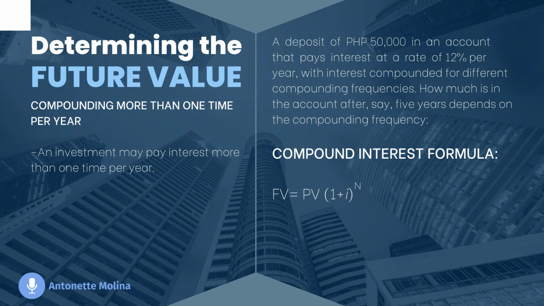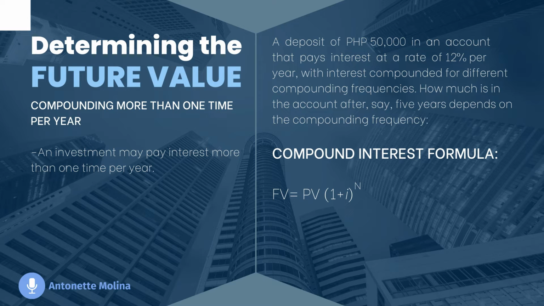An investment may pay interest more than one time per year. For example, interest may be paid semi-annually, quarterly, monthly, weekly, or daily, even though the stated rate is quoted on an annual basis. To see how it works, let's use a sample. A deposit of 50,000 in an account that pays interest at a rate of 12% per year with interest compounded for different compounding frequencies. How much is in the account after, say, 5 years depends on the compounding frequency.